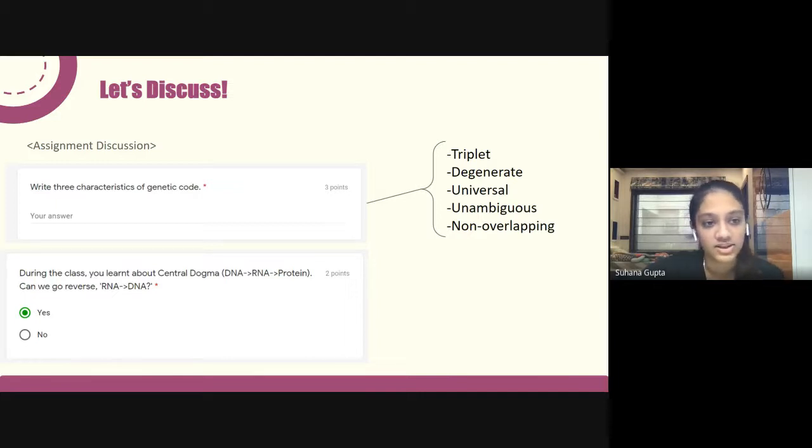The second question asks, during the class, you learned about central dogma, DNA to RNA to protein. Can we go reverse, RNA to DNA? As explained in the previous session, the restaurant analogy by Ishani, have you ever thought if it could be reversed? And the answer to that is yes, it can be reversed, and RNA could be reversed to DNA by the process of reverse transcription. It is common in viruses and is seen in vaccines, and will also be explained in the upcoming sessions.